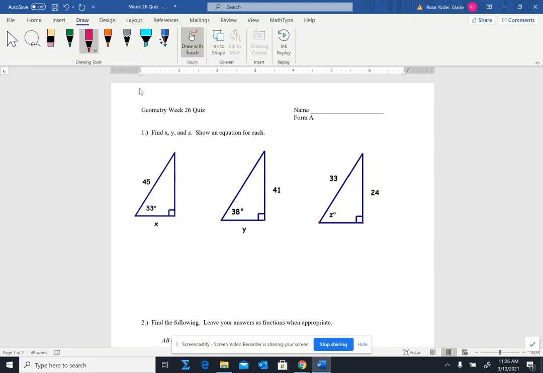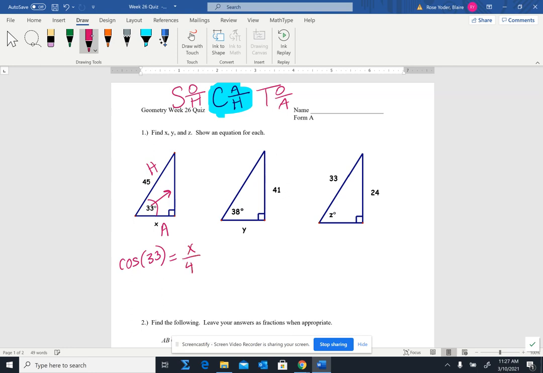Let's go over our week 26 quiz, our last quiz of the quarter. So the first problem, we had to decide if we were going to use sine, cosine, or tangent. I'm going to start with SOH CAH TOA: some old hippie, caught another hippie, tripping over apples. I'm going to look at this 33-degree angle. The opposite is blank, so I'm not even going to label it. The other leg is the adjacent leg, and the 45 is the hypotenuse. So A and H, caught another hippie. So we want to go cosine 33 equals A over H.